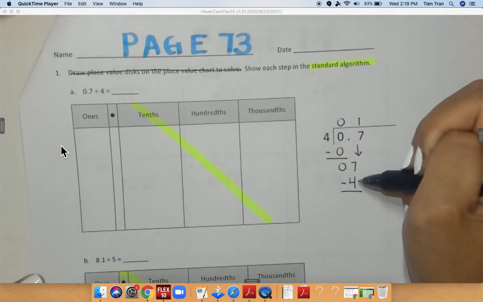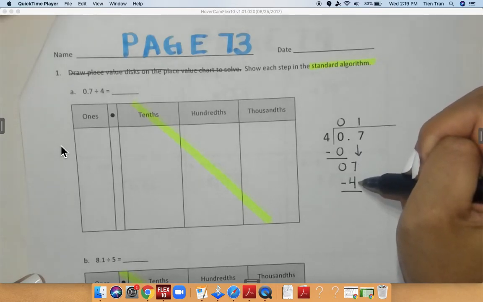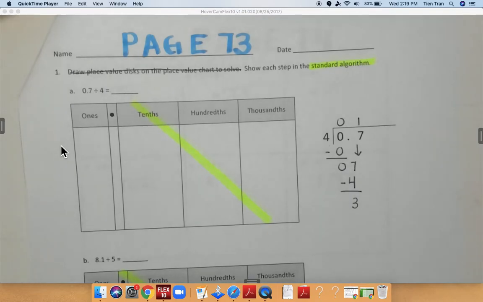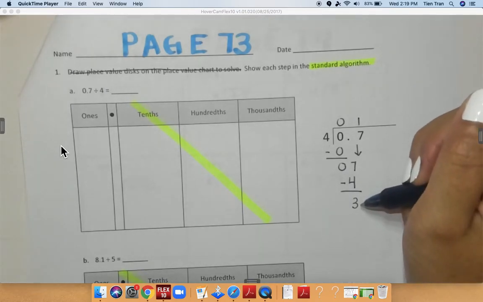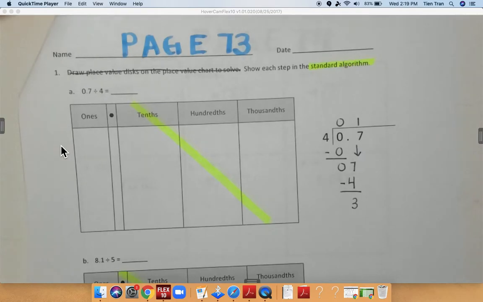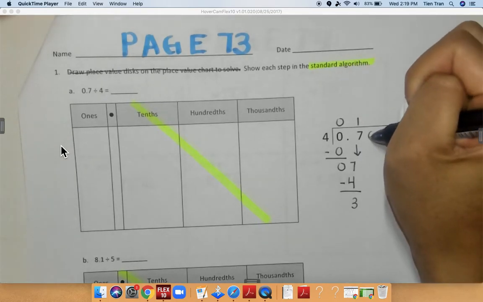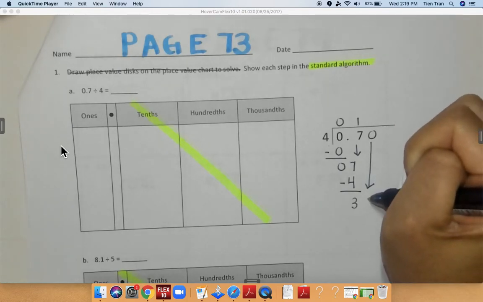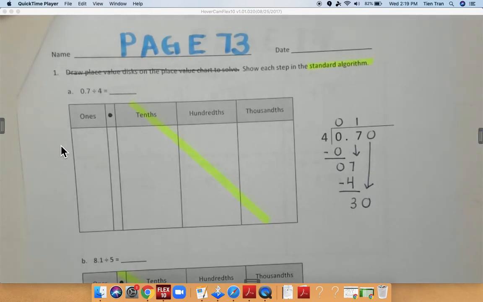Now I'm going to subtract. What is 7 minus 4? 7 minus 4 is equal to 3. And now you notice that you have a remainder. We don't stop here. In 5th grade, when we learn about decimals, you are going to continue to add a 0 and bring it down. So that's what we're doing here. We're adding a 0 and bringing it down, because you can get a better estimation or exact number for decimals.